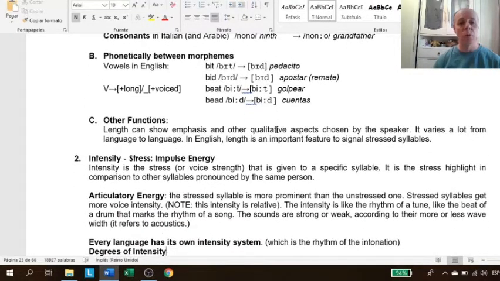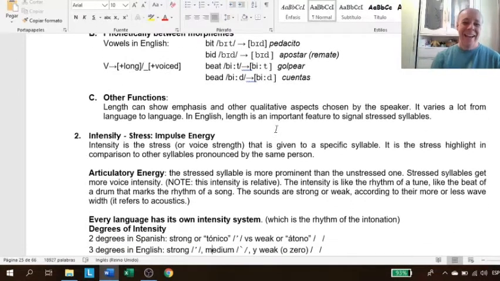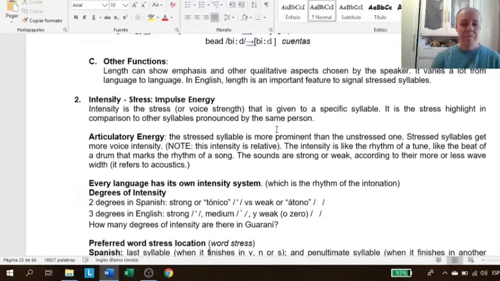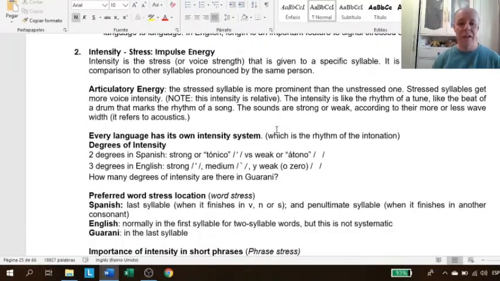Then we go into intensity. Intensity has to do with stress. And we have covered stress and stress marks in phonetics last year, and still today we deal with phonetics and with stress. Okay, and it's very stressful. Okay, stress. Let's analyze this in English. All right.